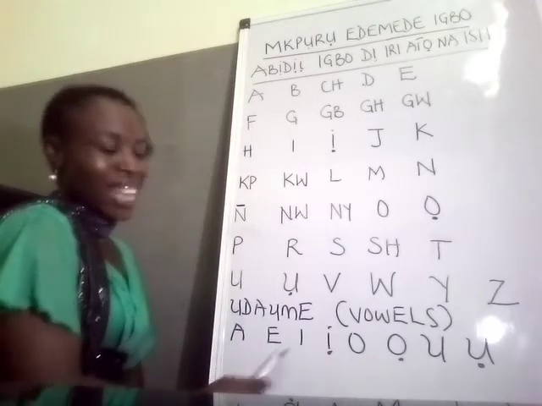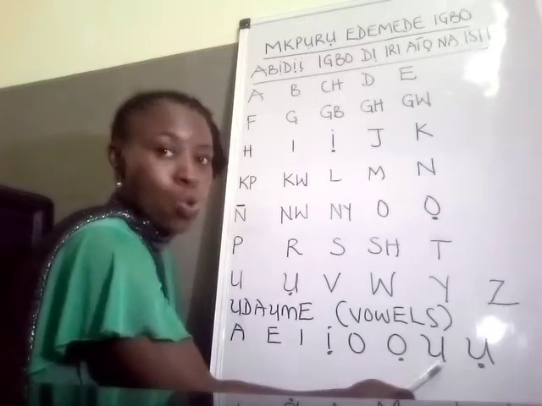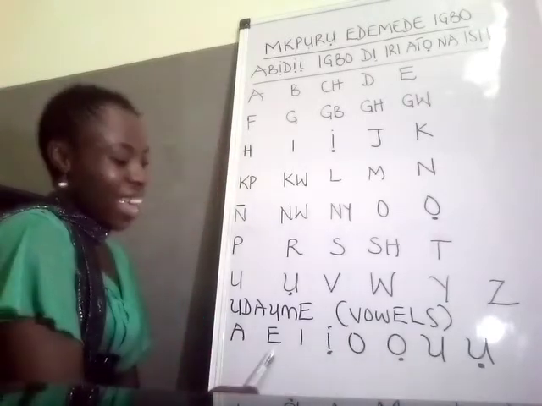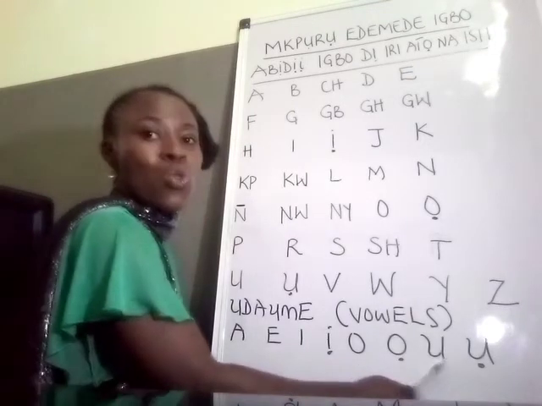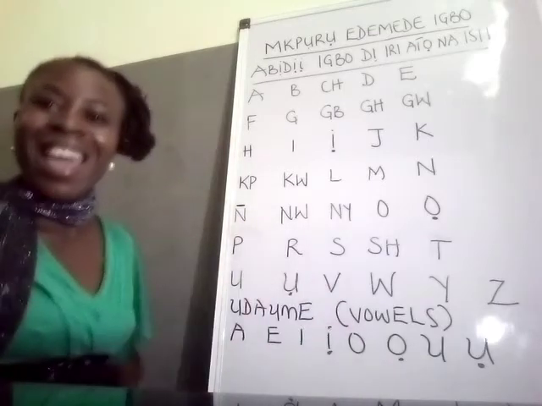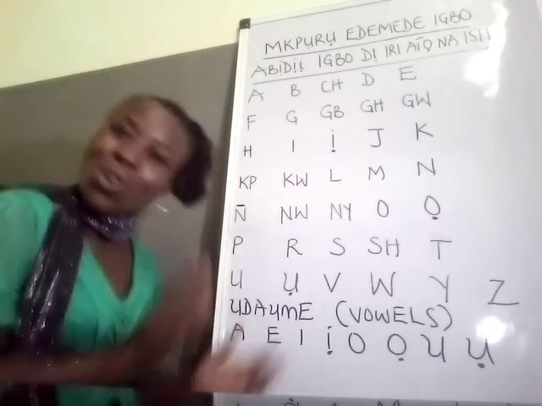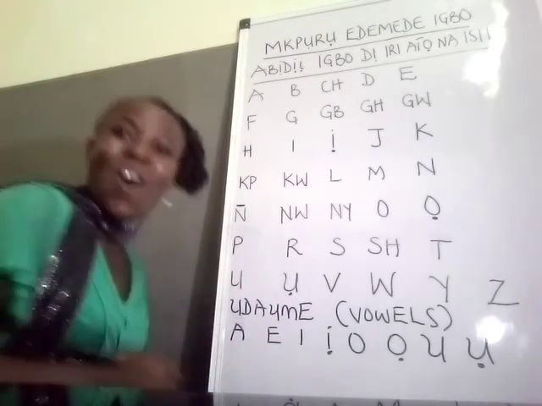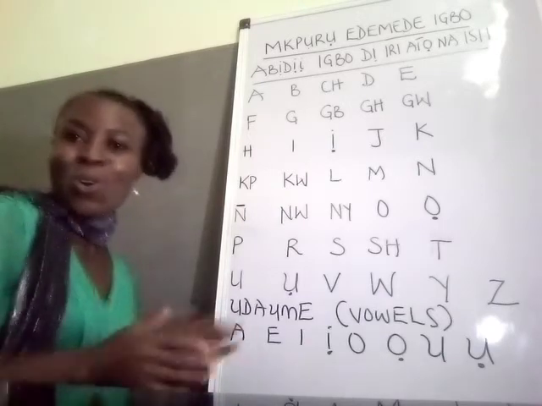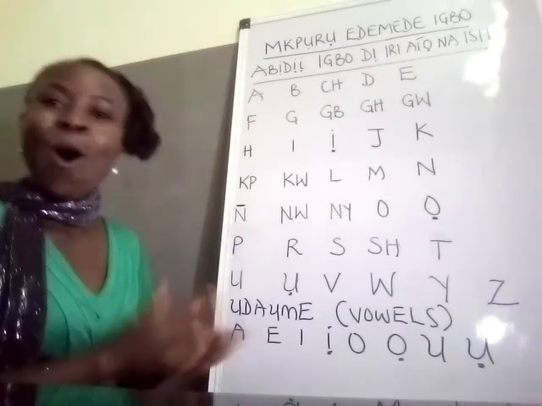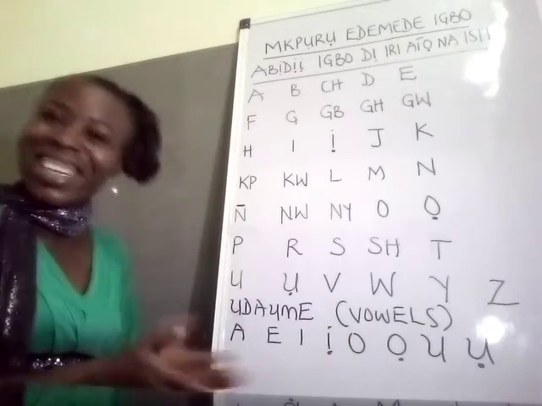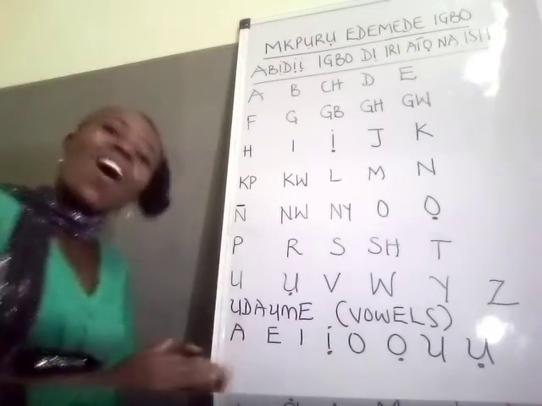Faster. A, E, I, O, O, U, U. A, E, I, O, O, U, U. A, E, I, O, O, U, U. A, E, I, O, O, U, U. A, E, I, O, O, U, U. A, E, I, O, O, U, U. A, E, I, O, O, U, U. A, E, I, O, O, U, U. A, E, I, O, O, U, U. A, E, I, O, O, U, U.